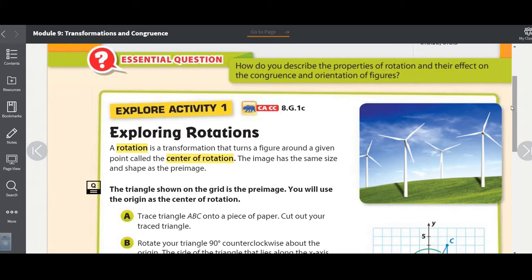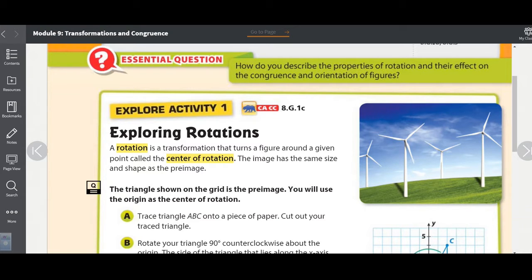Just to let you know, we're going to be sticking with rotating around the origin as our center of rotation, and while we will be looking a little bit at all kinds of angles of rotation, you're only going to be specifically asked to work with rotations in increments of 90 degrees.